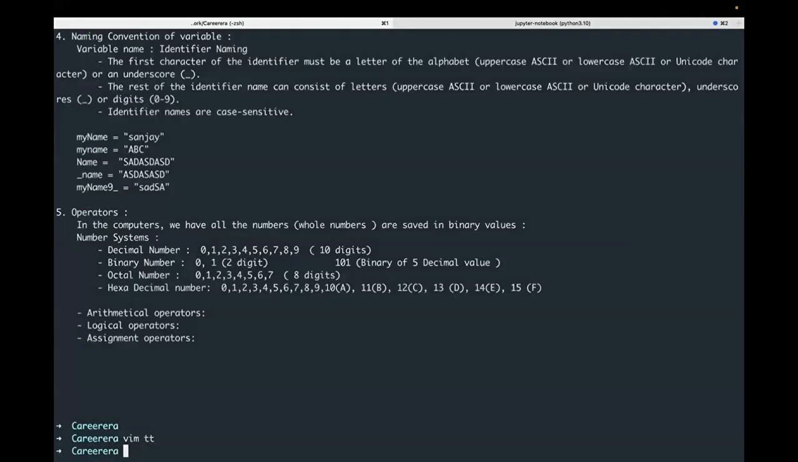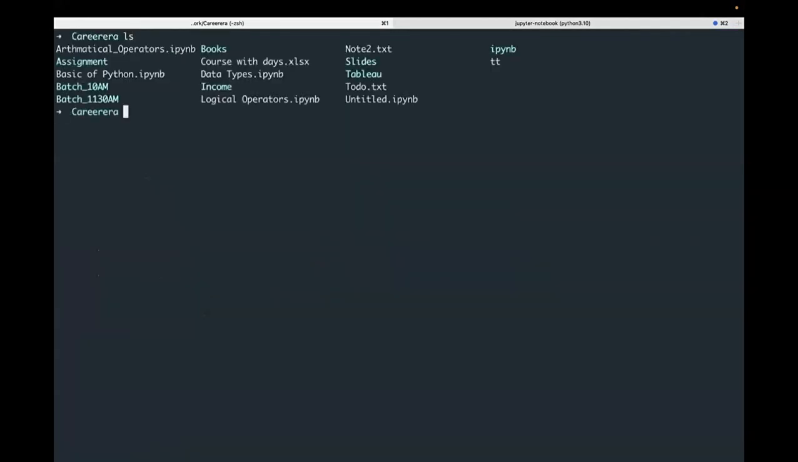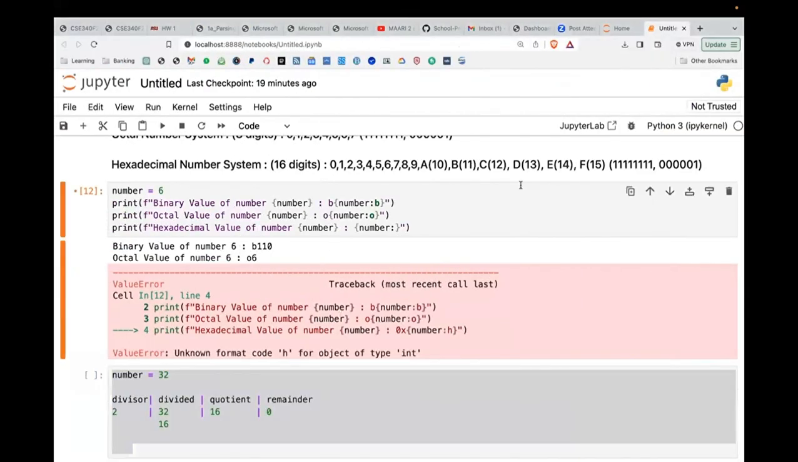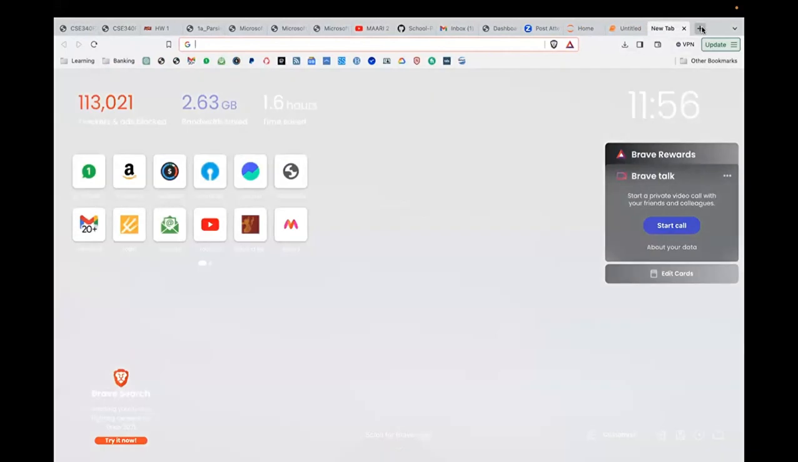This is what, I will say, the very first year of any engineering or computer science graduate learns, called the number system. Just give me 1 minute only.